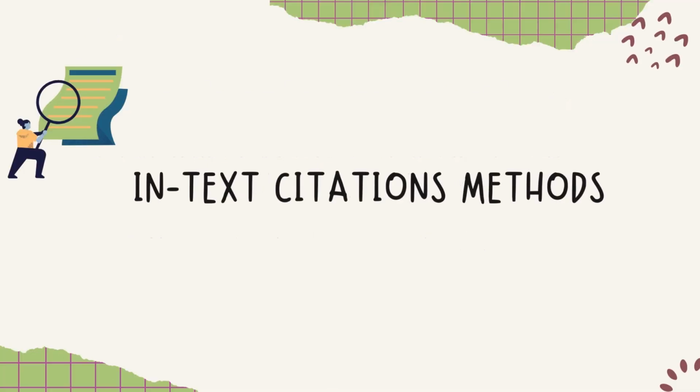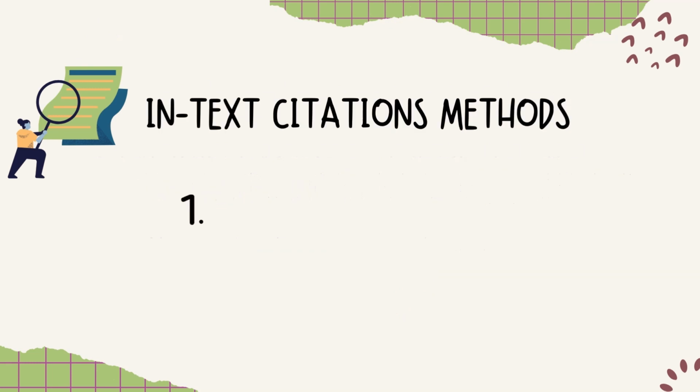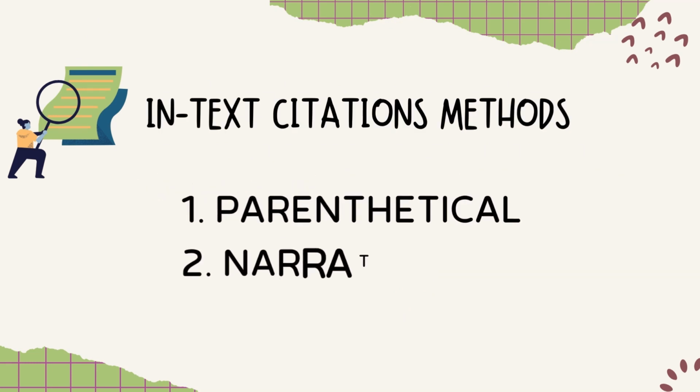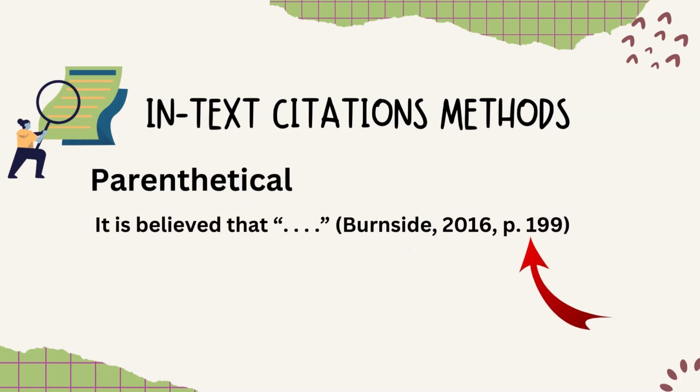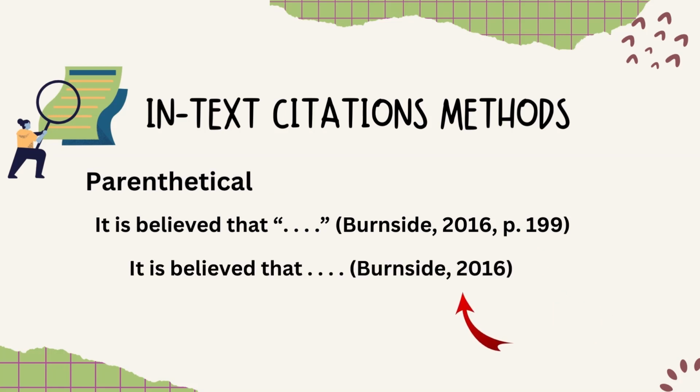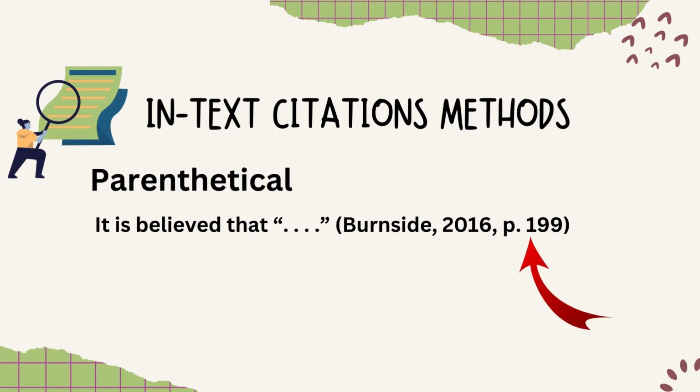So let's discuss the in-text citation methods. There are two methods to integrate the in-text citation: parenthetical and narrative. For parenthetical citations, write the author's name and publication year within the parentheses and place it at the end of the sentence, just before the period. And if you are directly quoting or borrowing from another work, you should include the page number at the end of the parenthetical citation. For example, (Burnside, 2016, p. 199).